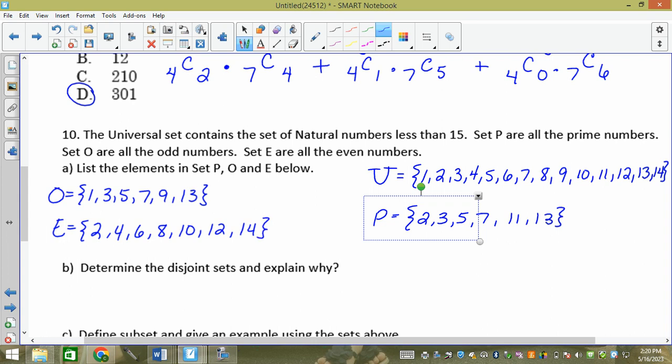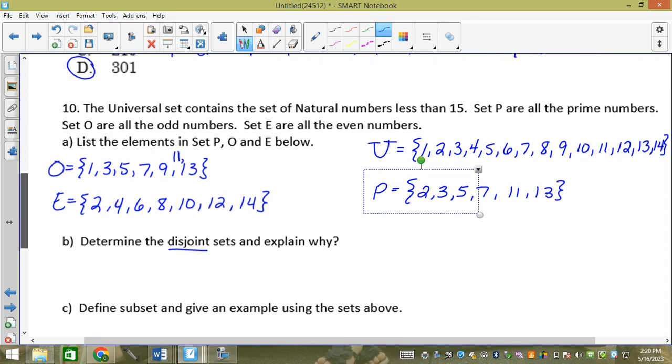Now I want disjoint sets. What does disjoint mean? Nothing in common. If I do the intersection of 2 sets and they're disjoint, what do I get? If I do the and of the 2 sets and they're disjoint, what do I get? Rhymes with some empty set. What is it? Empty set. Thank you, Caleb.